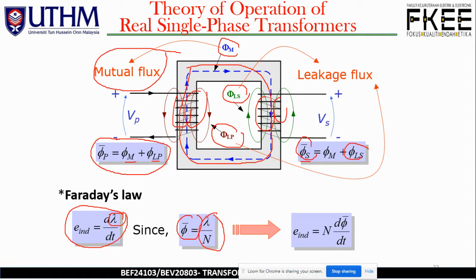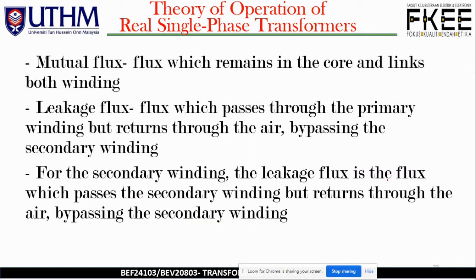Now we put this into the first equation, giving us the final e induced equals N times d phi bar over dt, where N is of course the number of turns. So yes, this is some of the definitions of what I have explained earlier.